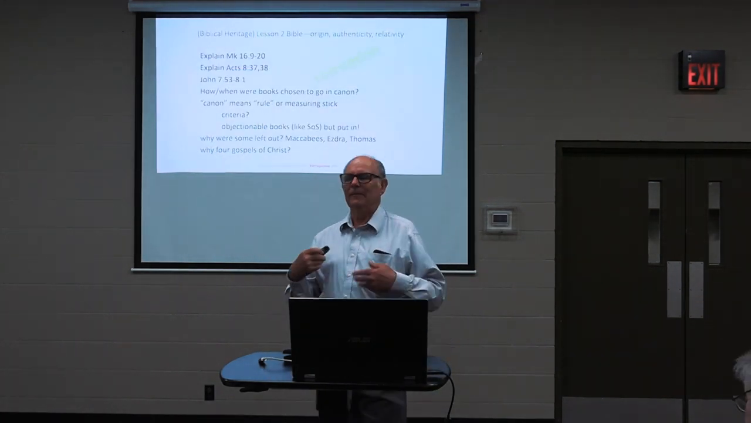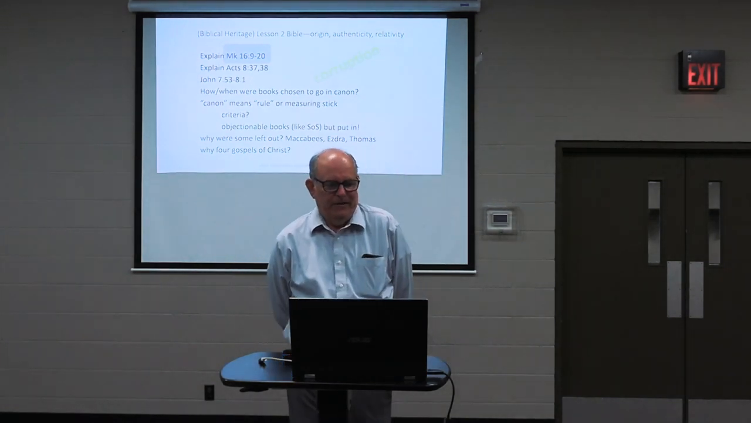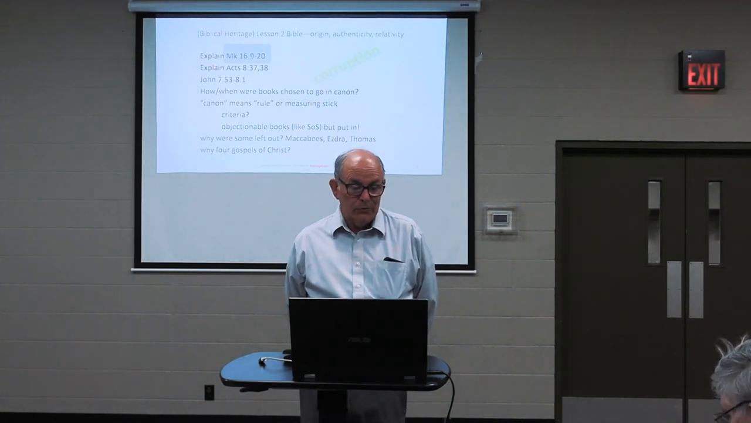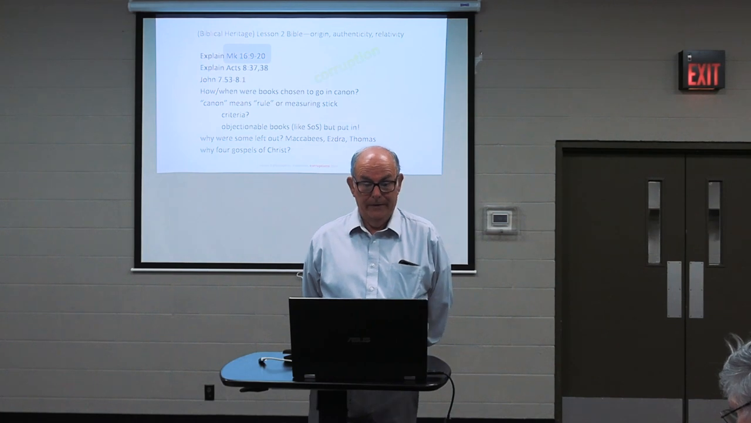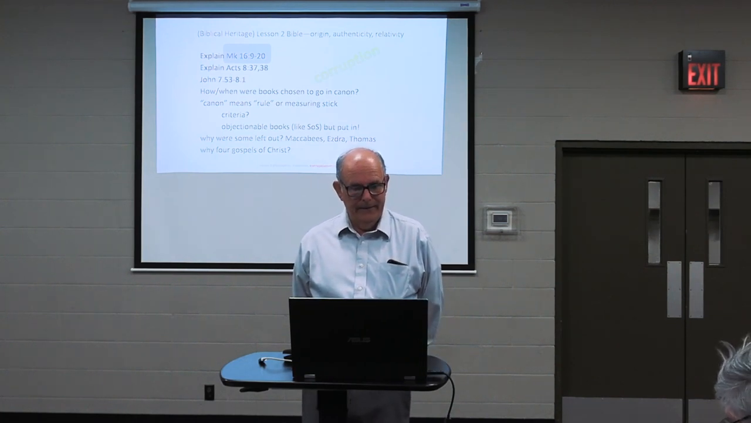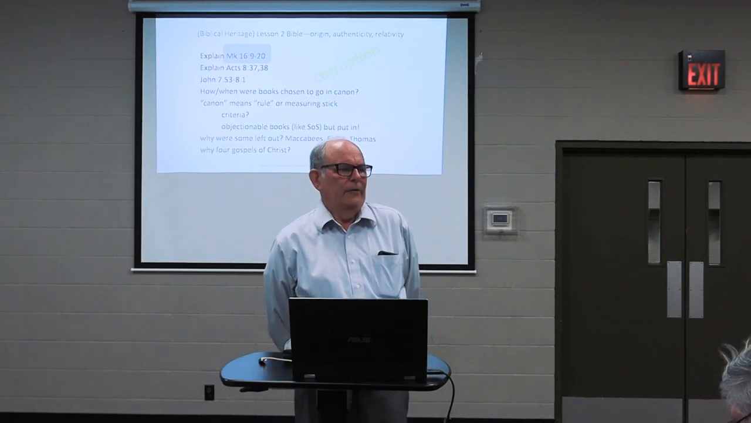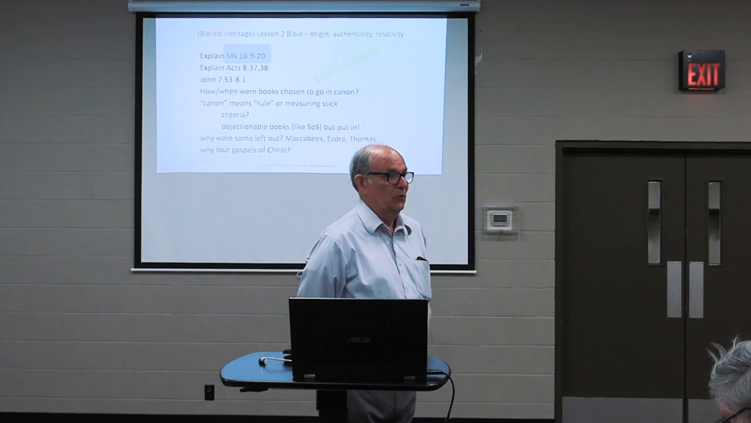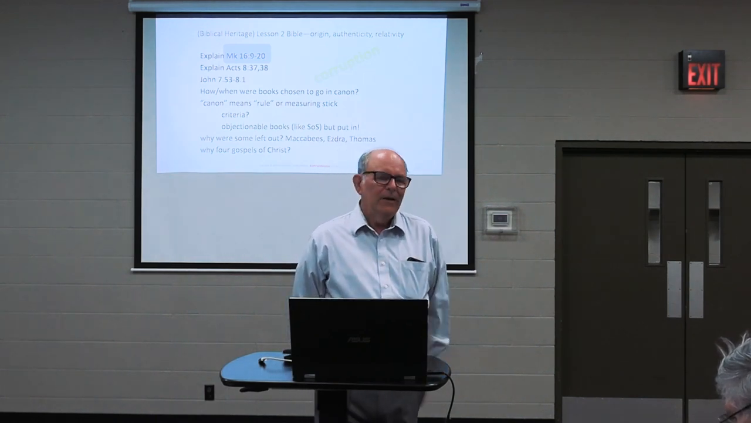Let's talk about some corruptions. So how did we get these books put in there in the canon? Of course, canon means rule, measuring stick, criteria. If there were objectionable books like Song of Solomon, how did it get in there? And then why were some things like Maccabees and Ezra and Thomas and whatever left out? Why do we have four accounts of the Gospels and not less or even more? So all these things, but let's look at one.